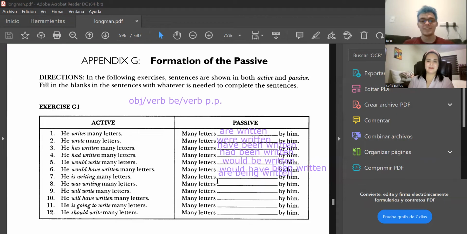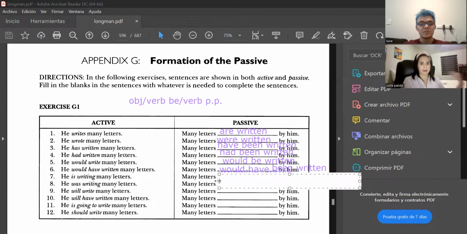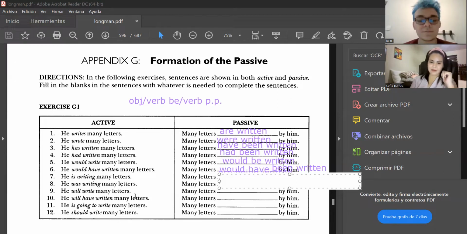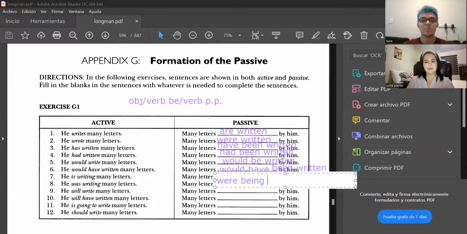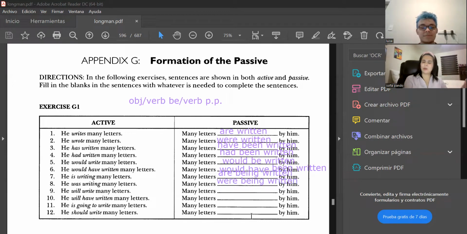Right. So the same happens for the past continuous, which is number 8. Can you please read it? Yes. He was writing many letters. There you go. So for the passive voice, we just simply have to change the first verb to be. So what will it be, Luis? He was. There you go, my man. And then we add being and written. Easy as that.